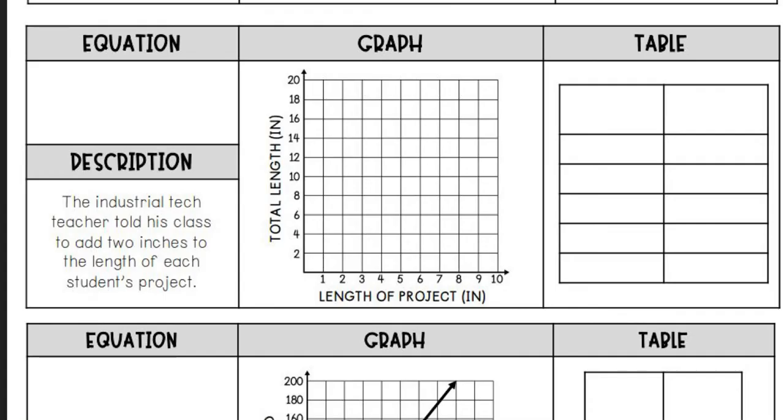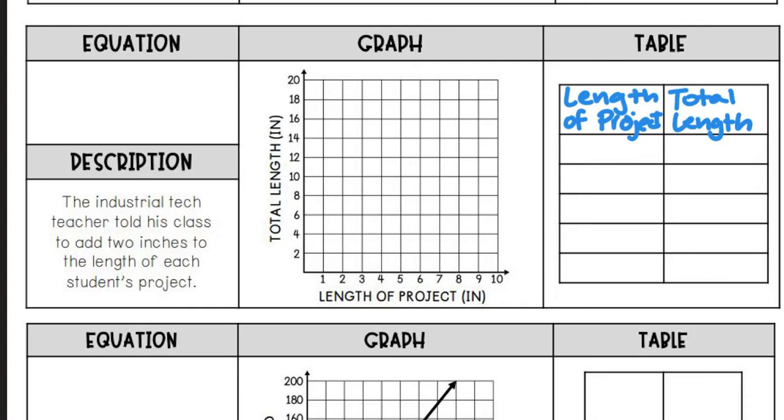All right, looking at this next one, it says the industrial tech teacher told his class to add 2 inches to the length of each student's project. So the first thing I'm going to look at is my independent and my dependent variable. So my independent variable is going to be the length of my project. So the length of the project. You might have to write kind of small. And then your dependent variable is going to be the total length, because the total length at the end of the project depends on how long the project already was.